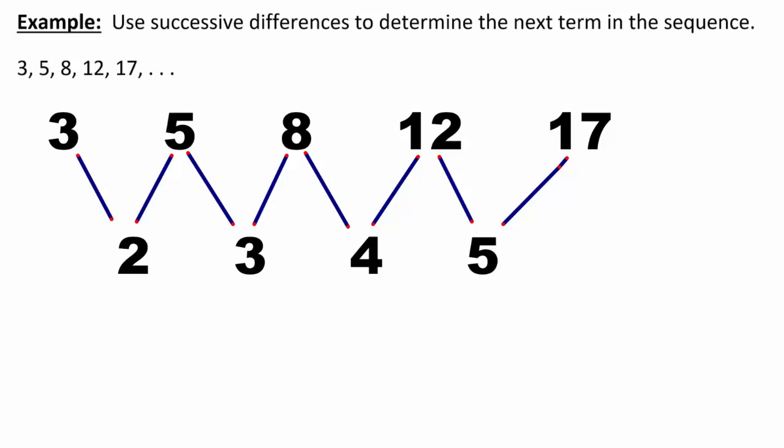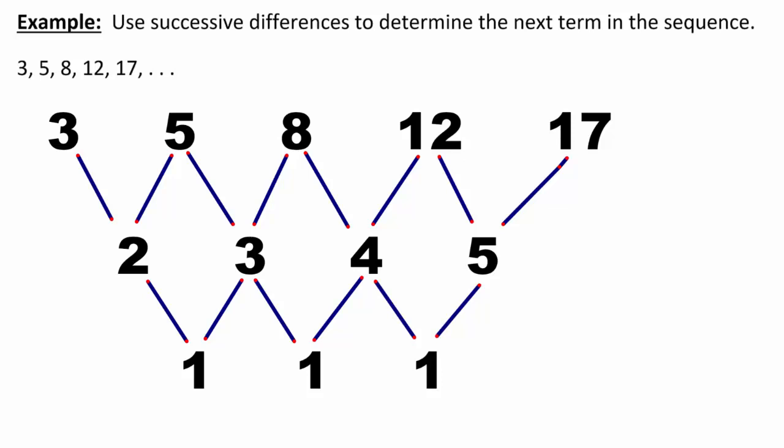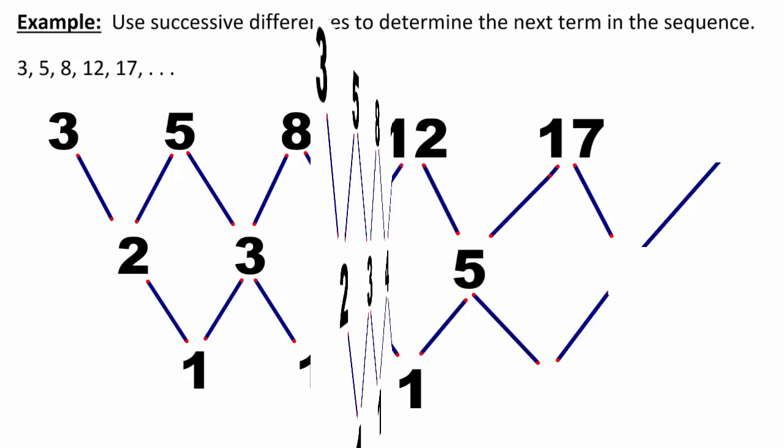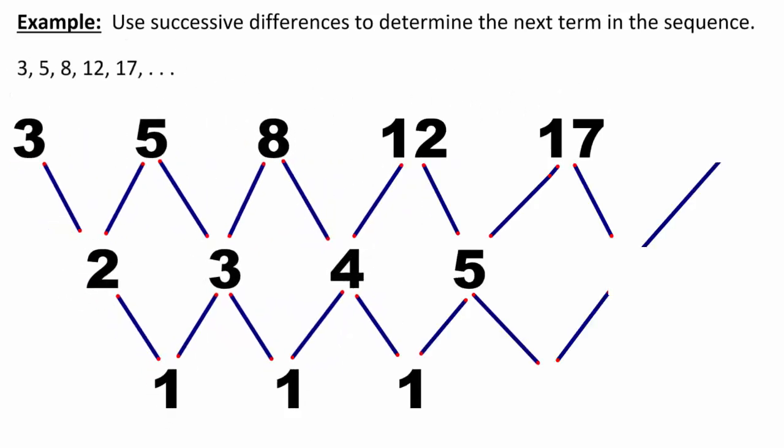Now we're going to do this again. Find the difference between those differences. 3 minus 2 is 1. 4 minus 3 is 1. 5 minus 4 is 1. Bingo! We have a pattern. Okay, so now we have a pattern. We know it's going to be a 1. All right, so we know that the next number down the bottom is going to be a 1.